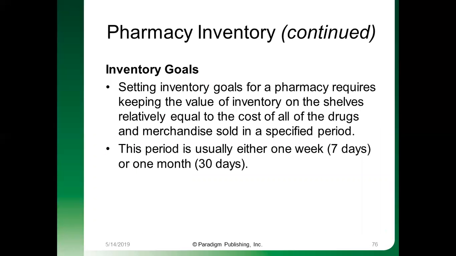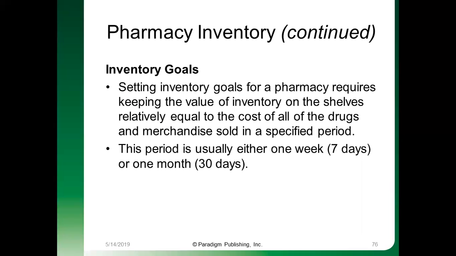Inventory goals. Setting inventory goals for a pharmacy requires keeping the value of inventory on the shelves relatively equal to the cost of the drugs and merchandise sold in a specific period. This period is usually either 1 week, 7 days, or 1 month, 30 days. So again, your inventory goals have to be within that range. You want to make sure that the money going out in buying those drugs and the money that you're receiving are in balance, and that you're hopefully making more money than you are spending, basically.